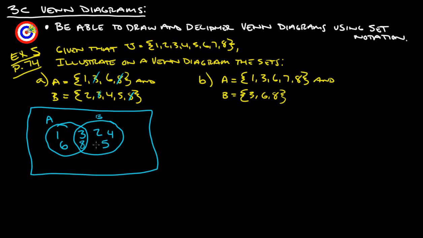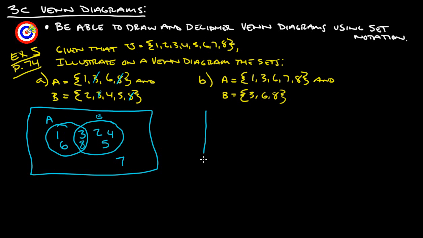And again, the universal set, excuse me, has to include all the numbers 1 through 8. So let's see if we have everything. 1, 2, 3, 4, 5, 6. We're missing 7, but we have 8. So to include that in our Venn diagram, we just got to put 7 somewhere on the outside there. Okay, and that's how you would illustrate this on a Venn diagram.